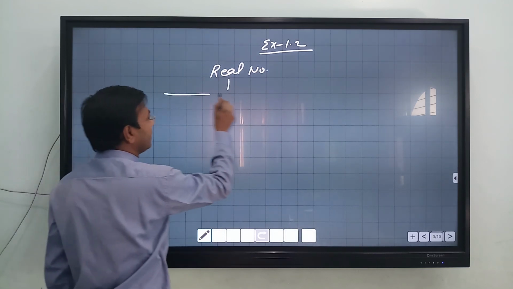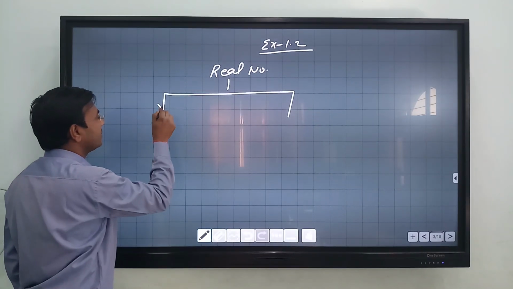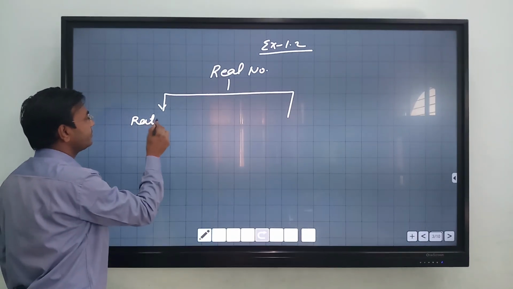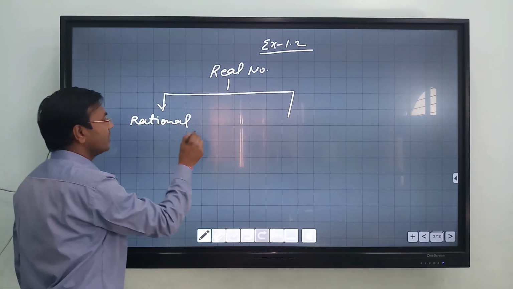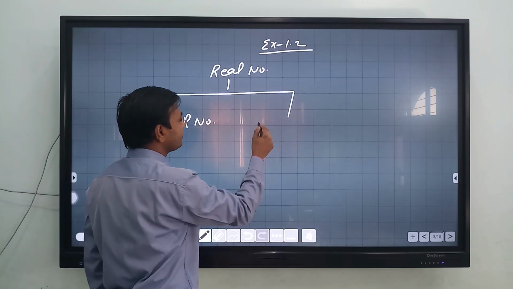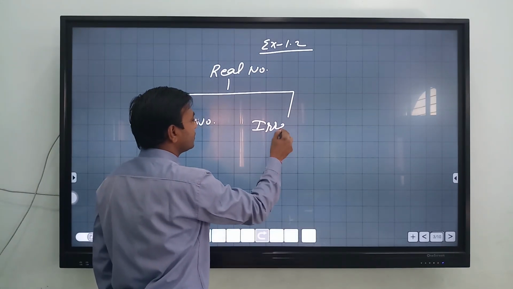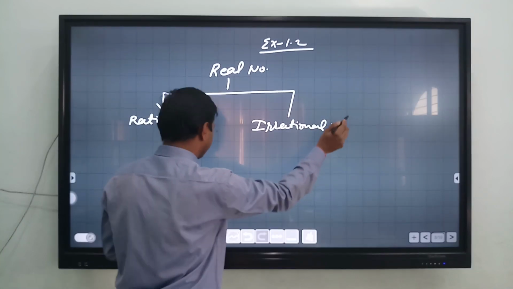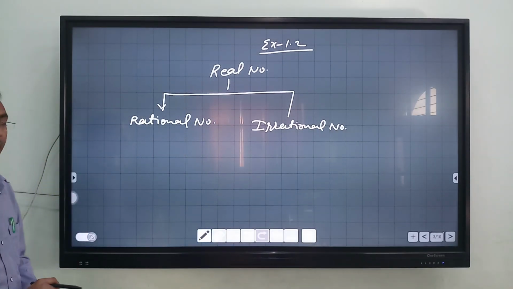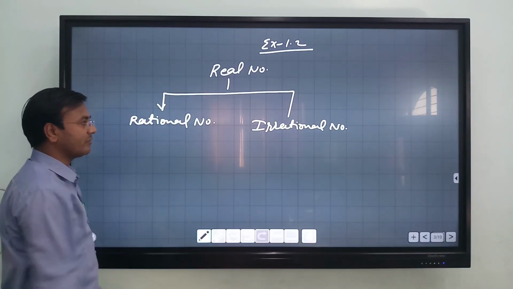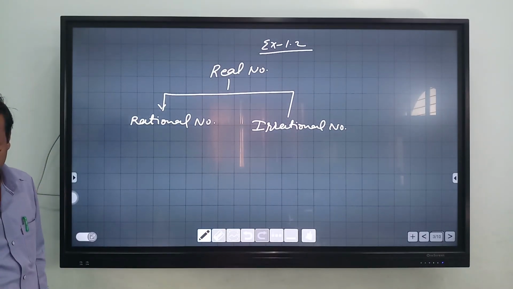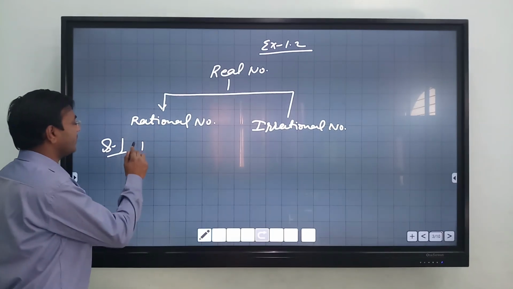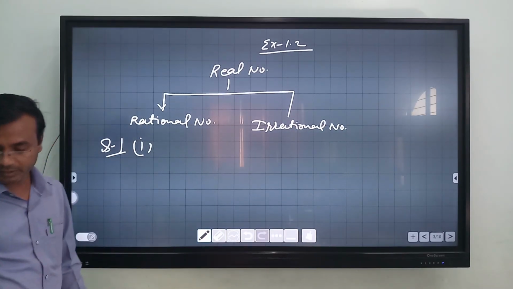Let's understand the real number with this flow chart. What is the real number? Real number is the composition of rational number as well as irrational number. Rational number we have already studied about. Right? Now let us solve question number one, first part related to this.